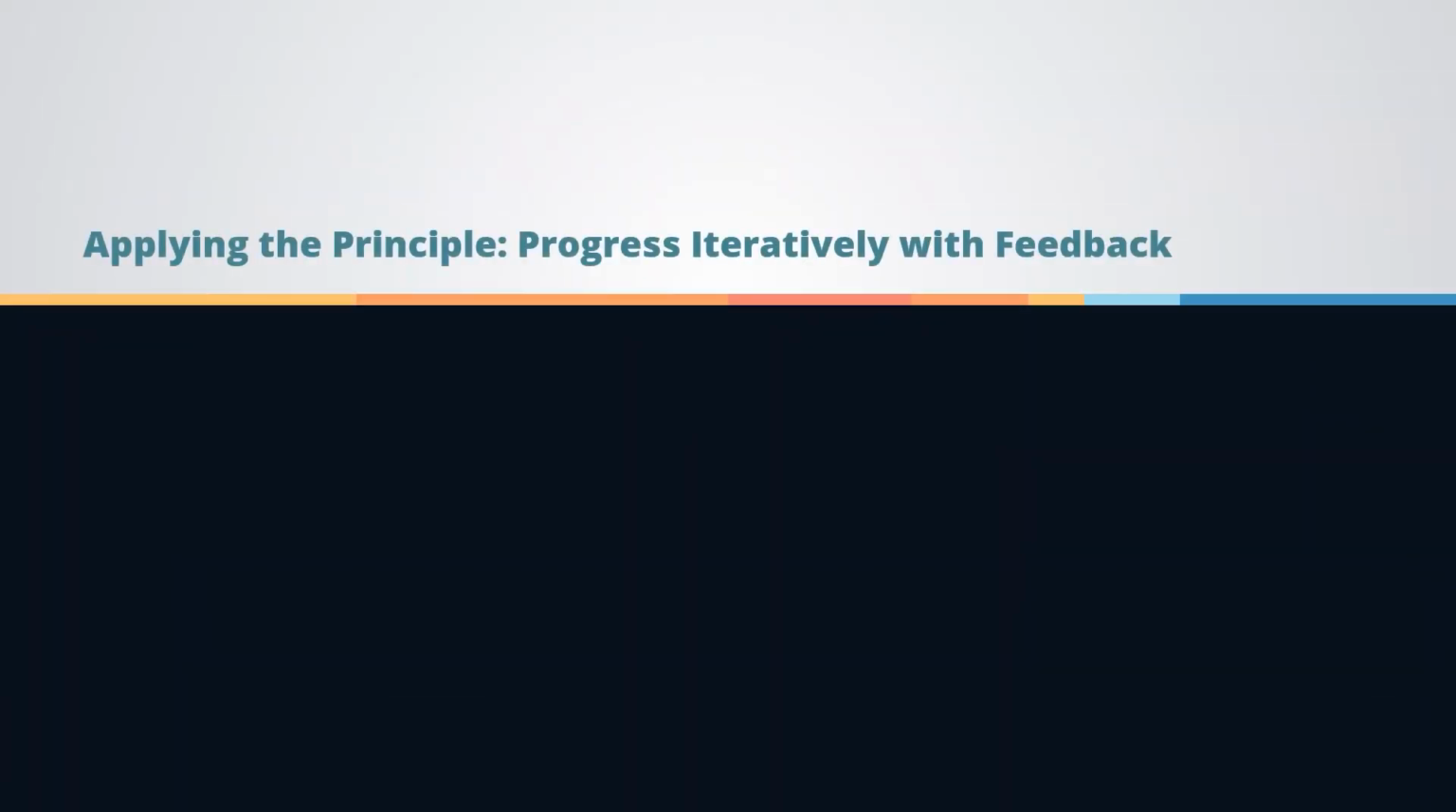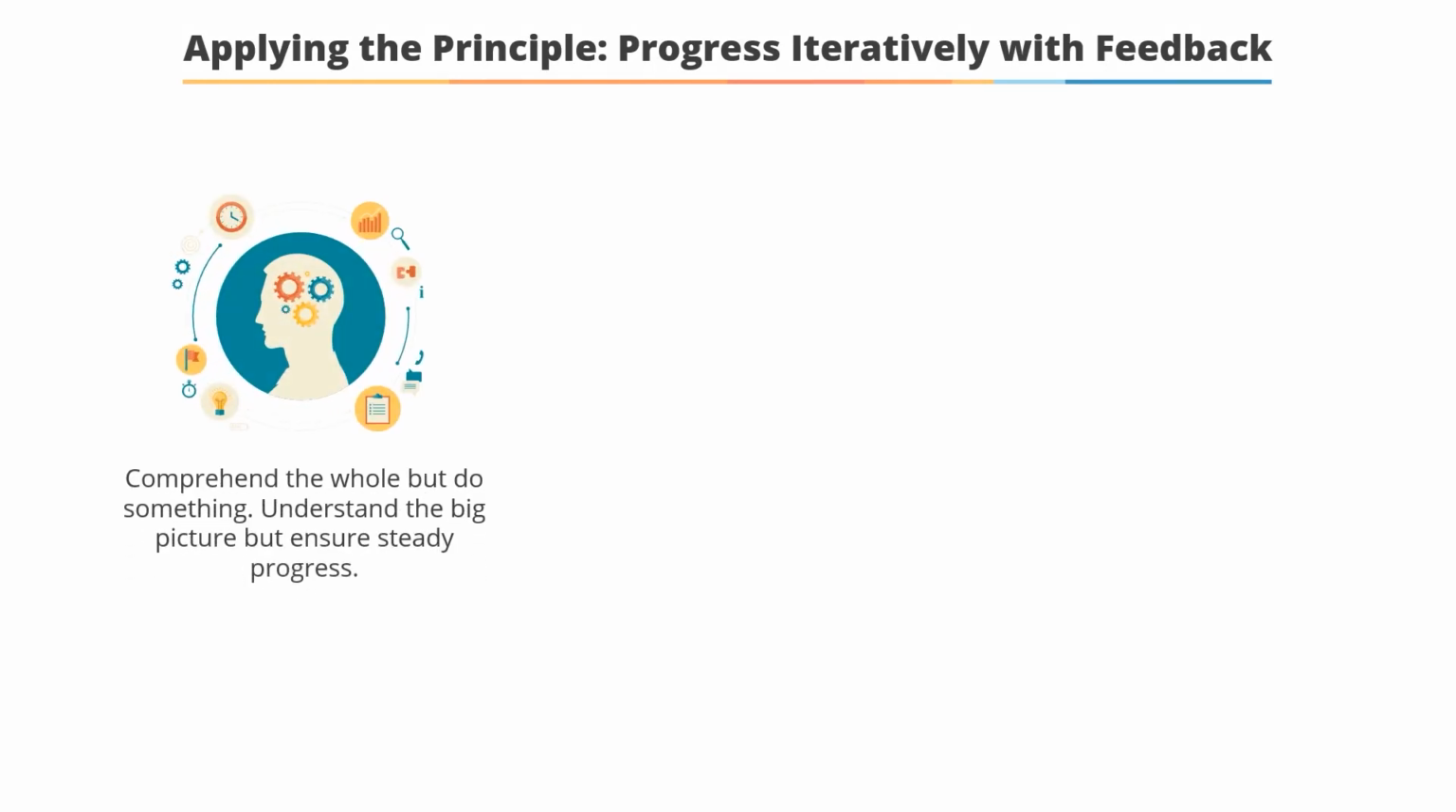Let's see how to apply the principle, progress iteratively with feedback. To apply this principle successfully, consider this advice. Comprehend the whole, but do something. Understanding the big picture is important, but so is making progress. The greatest enemy to progressing iteratively can be the desire to understand and account for everything. Analysis paralysis: so much time is spent analyzing the situation that nothing ever gets done about it.